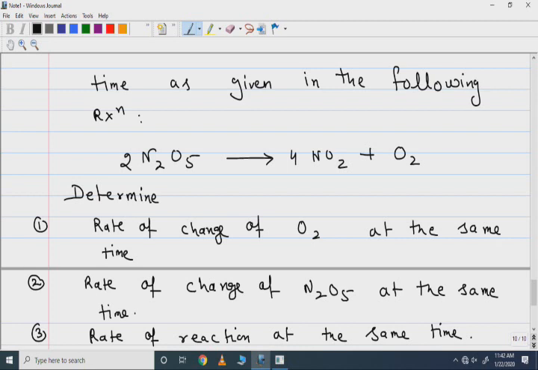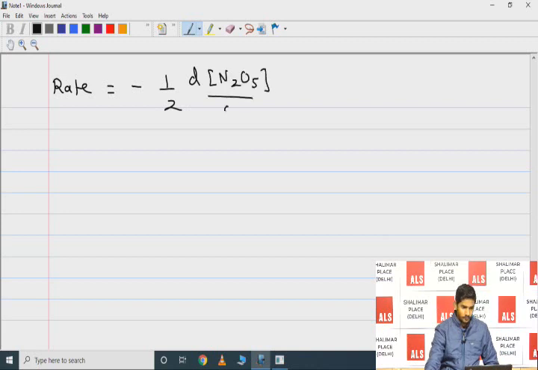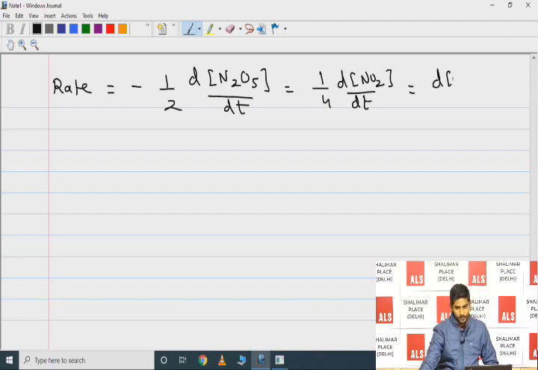Okay, let's start. Guys, just look at your screen. First of all, you have to write the rate. I can say it is nothing but minus 1 by 2 dN2O5 upon dt is equals to 1 by 4 dNO2 by dt is equals to dO2 by dt. Okay.